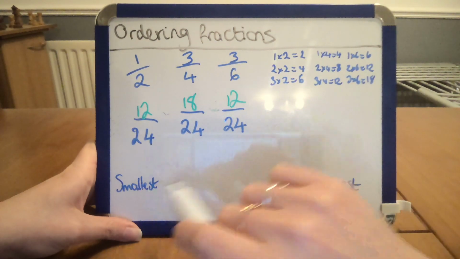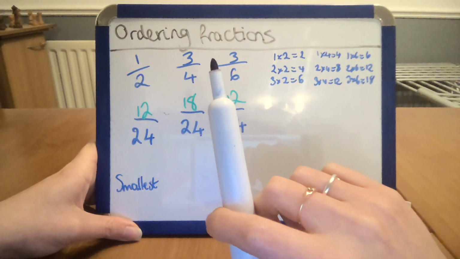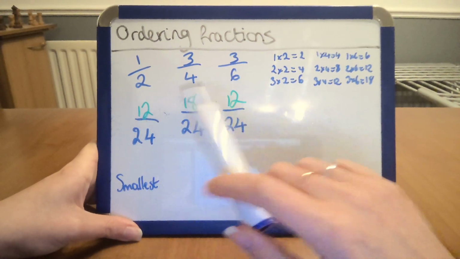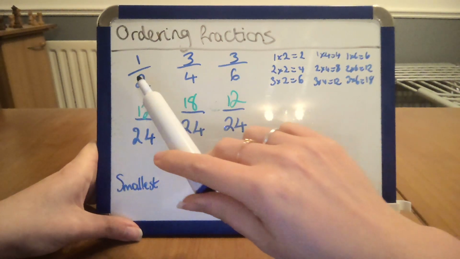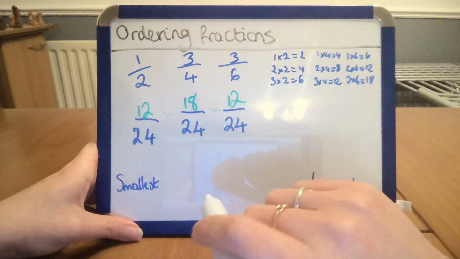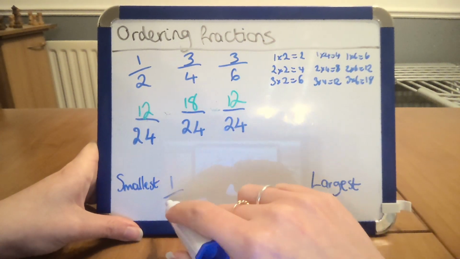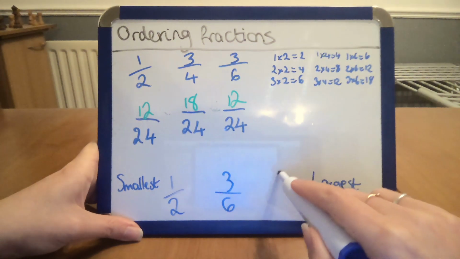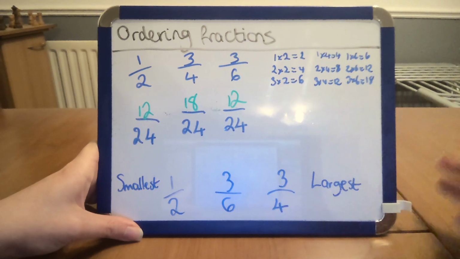We're then asked to order them smallest to largest. Now we do not put the new fractions on our actual answer. We put the original fractions that we're given. Because 2 of them are the same, it doesn't matter which way around they go. So I can put the smallest as a half, the second is 3/6, and the largest is 3/4.